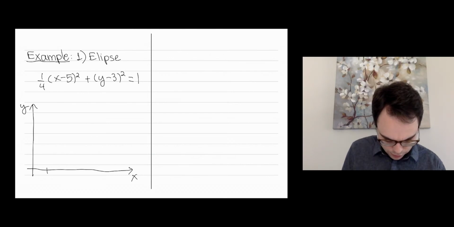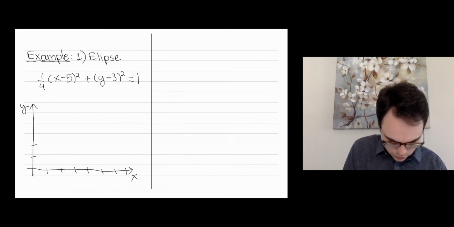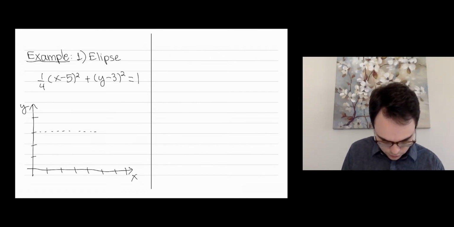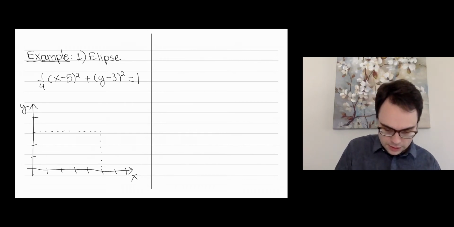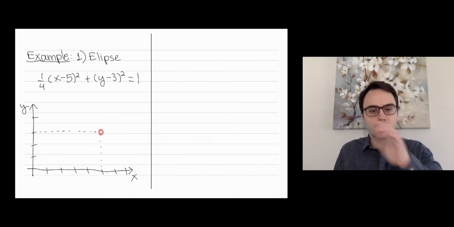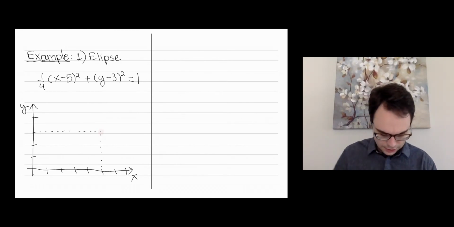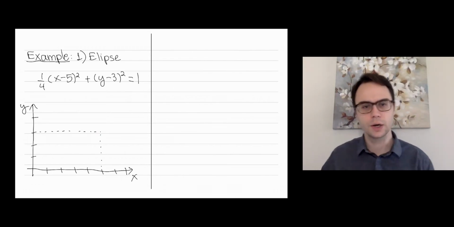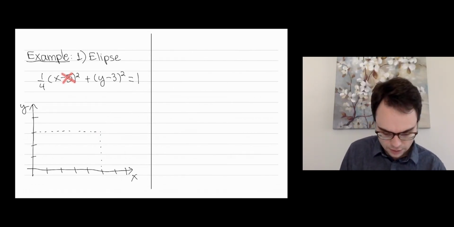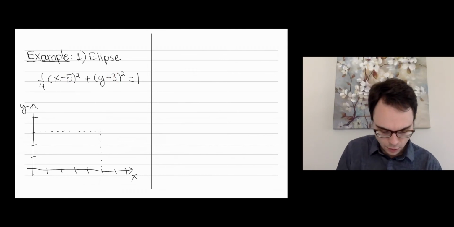So let me draw that point. 1, 2, 3, 4, 5, 6, 7. Okay. 1, 2, 3, 4. And then I want the point (5, 3). So that's going to be 1, 2, 3, 4, 5. Okay, so this point right here is not really in our shape, but it's like the origin. It's a reference point. It's where the origin would be if I didn't have the 5 and the 3.